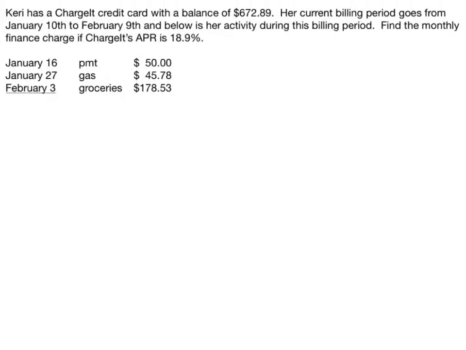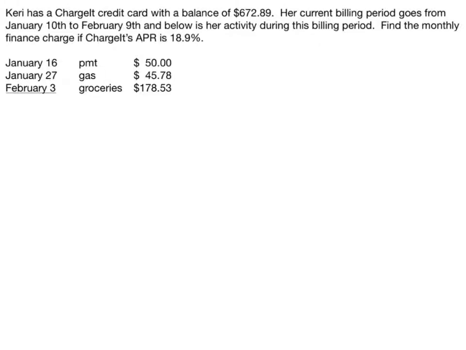Here we want to try to calculate the finance charge on a credit card. So here's our scenario. Carrie has a Charge-It credit card with a balance of $672.89. Her current billing period goes from January 10th to February 9th, and below is her activity during this billing period. Find the monthly finance charge if Charge-It's APR, annual percentage rate, is 18.9%.